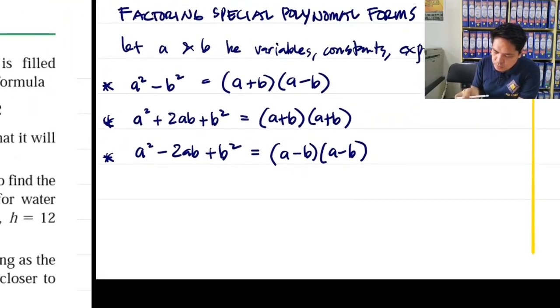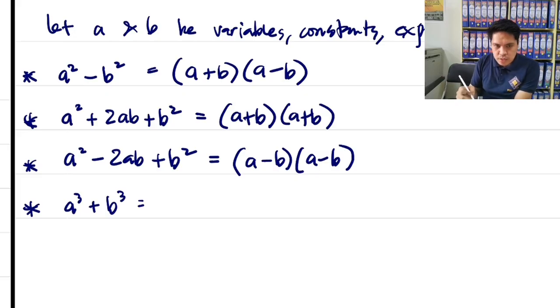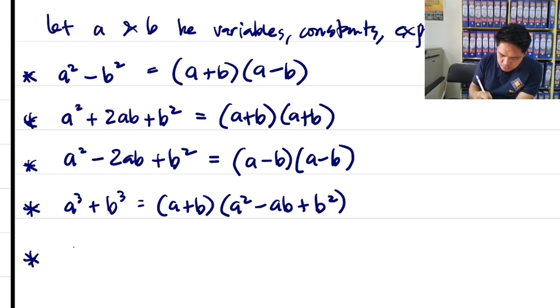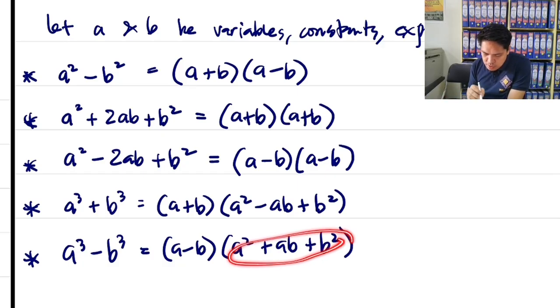Now, for cubes, third degree, if we have a cube plus b cube, the factor of this, you can just memorize, is a plus b times a squared minus ab plus b squared. So whatever is the sign here, that is the sign there, then the opposite of this sign. Then if we have a cube minus b cube, that would be a minus b times a squared plus ab plus b squared. Okay?